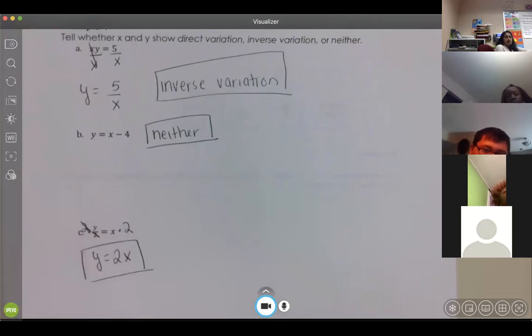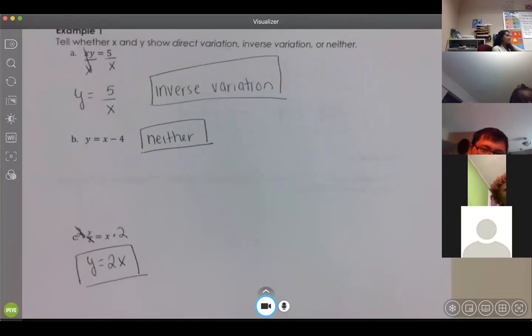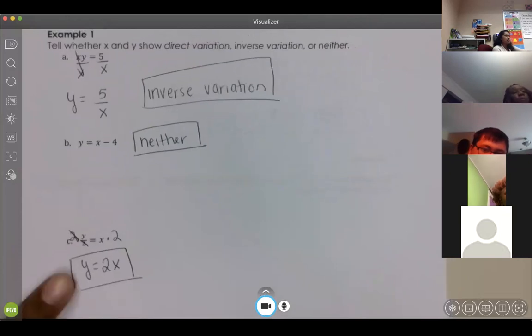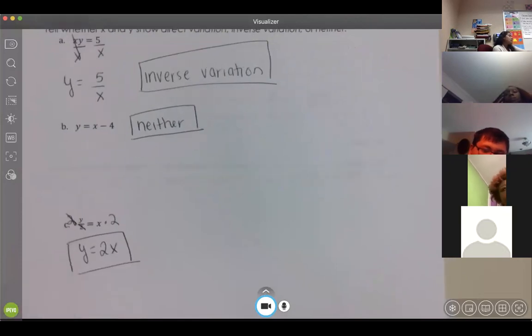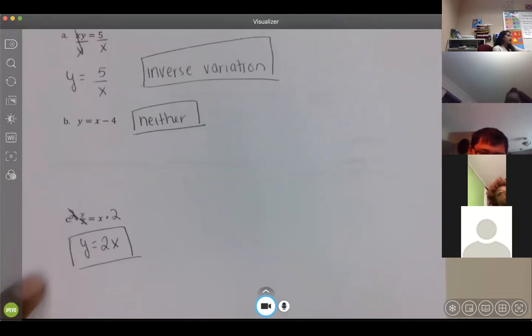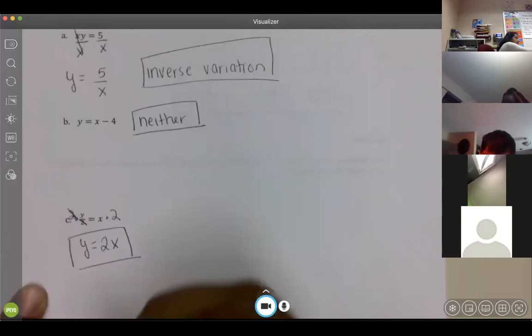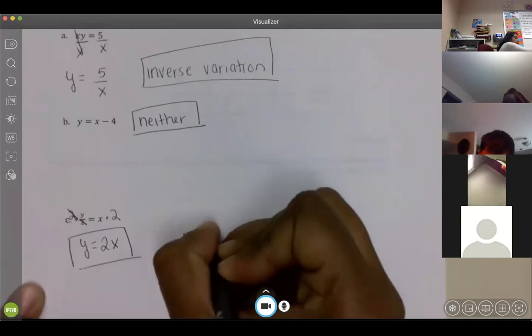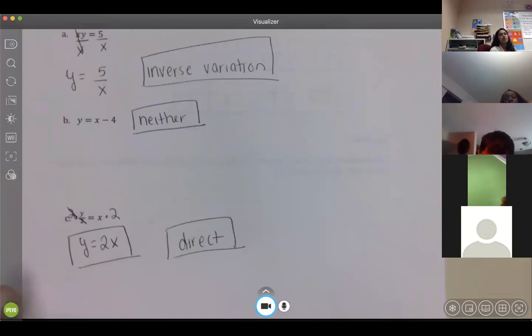Any questions on part C? So this one will be direct. Yes, so we still have to figure out if it's inverse, direct, or neither. And in this case, it is going to be direct because the constant 2 is multiplied with our variable x. So it's direct. Any questions about part C?